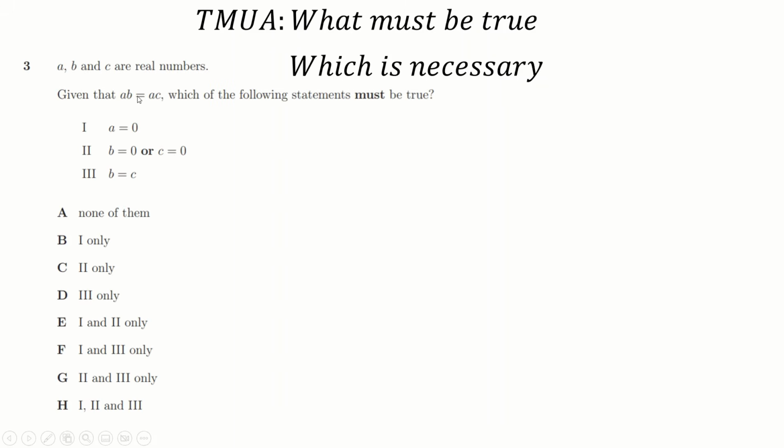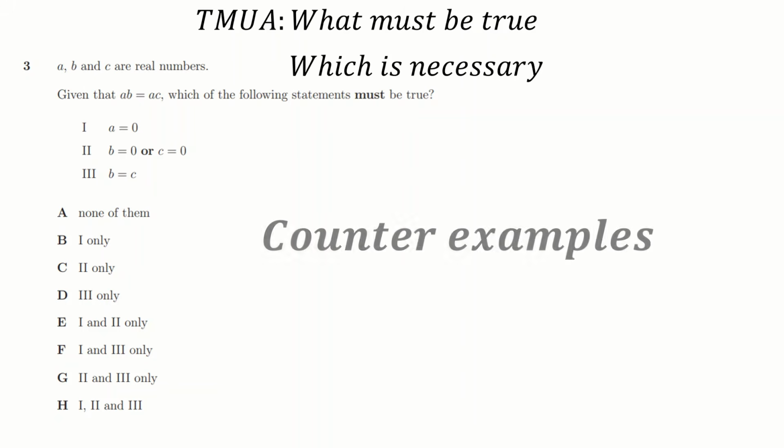TMUA questions that do things like what must be true and which is necessary. So it gives you a list of options and it's asking which of them must be true. To do these questions, there's a very straightforward way of doing them most of the time, and that is by choosing counterexamples. You need to read the question carefully and find some counterexamples that make each of the things not true, and therefore they don't always have to be true. So let's go through it.